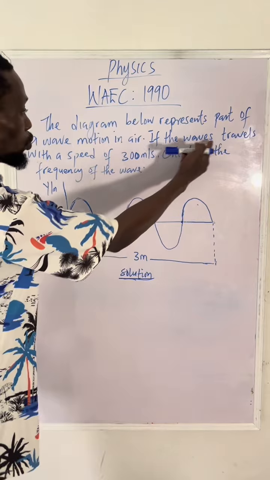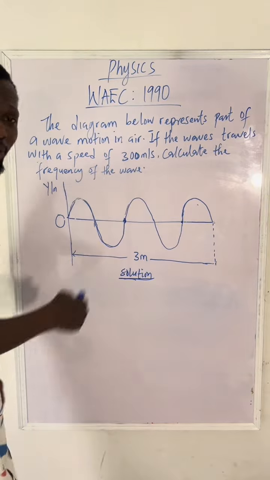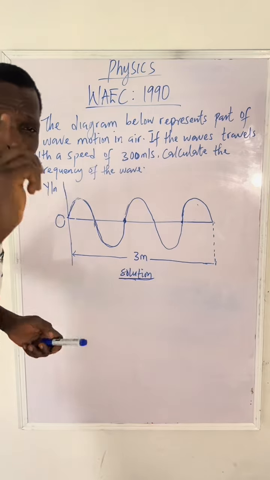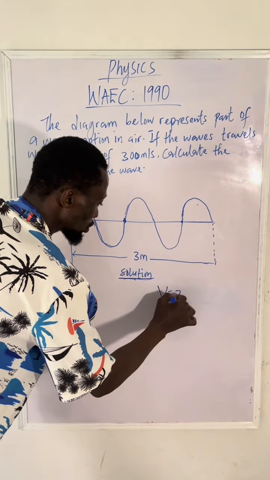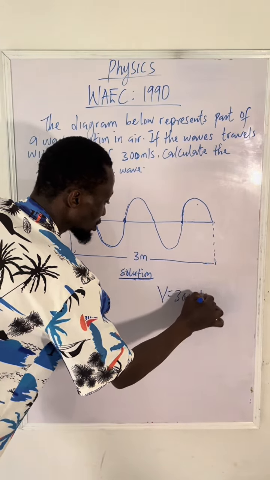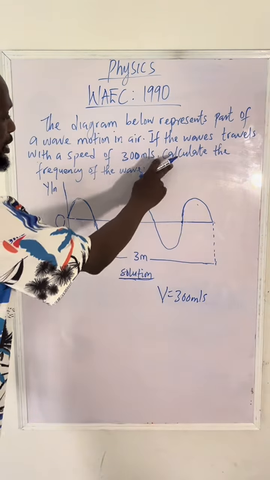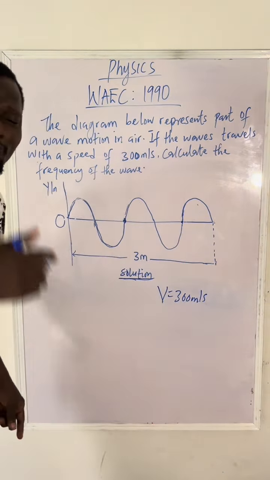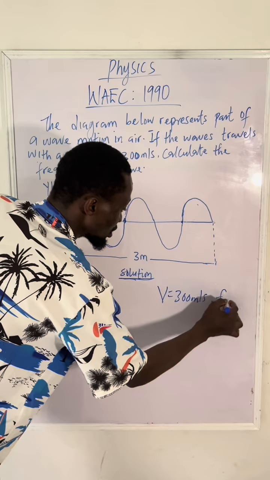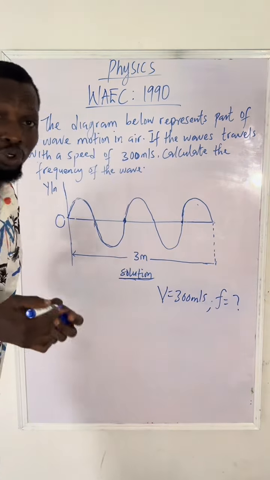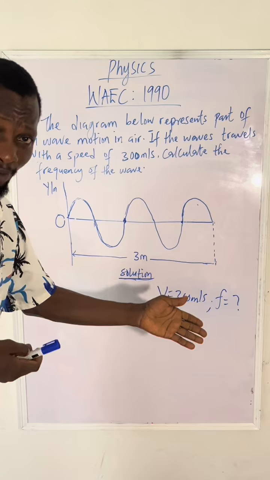If the wave travels with a speed of 300 meters per second, it means that the speed of the wave is 300 meters per second. So V equals 300 meters per second. Now, calculate the frequency of the wave. It means that we are looking for the frequency. We don't know the frequency for now.